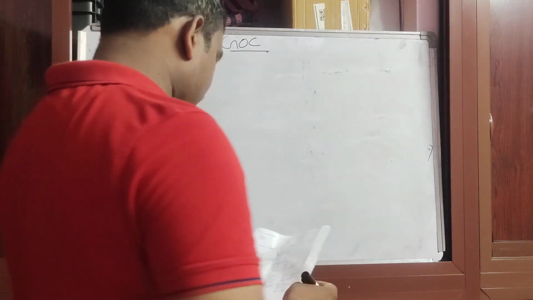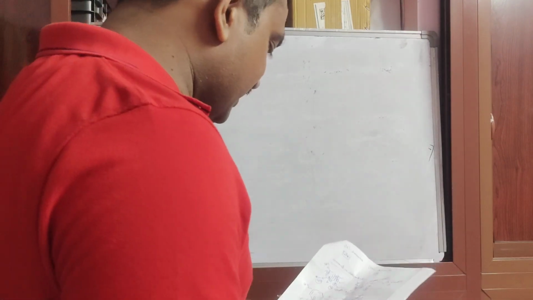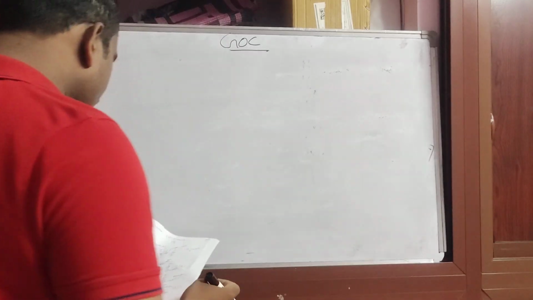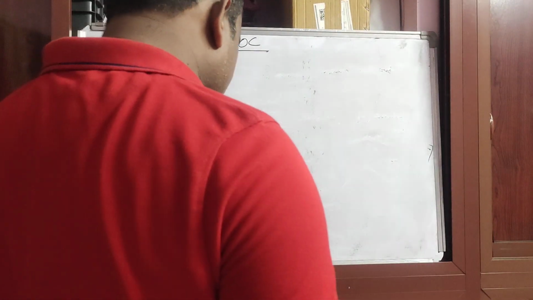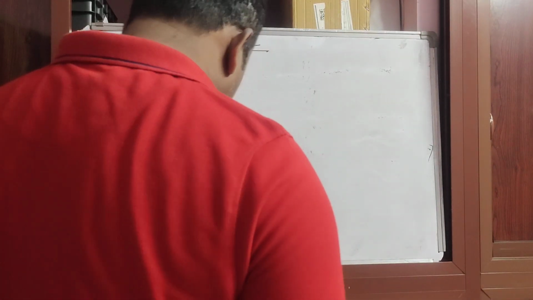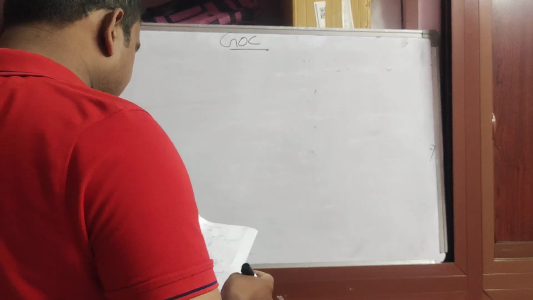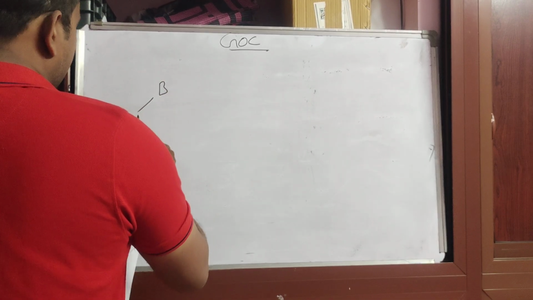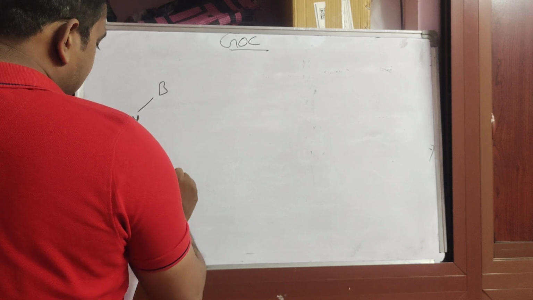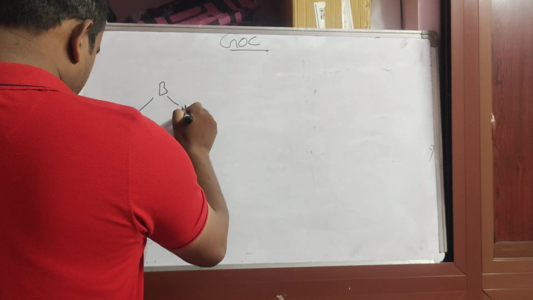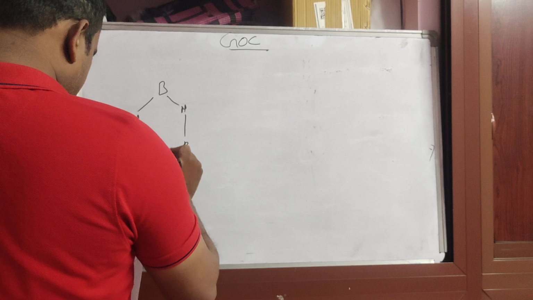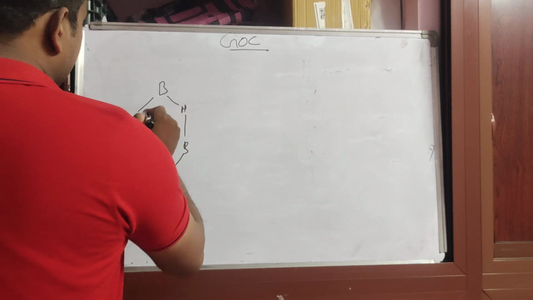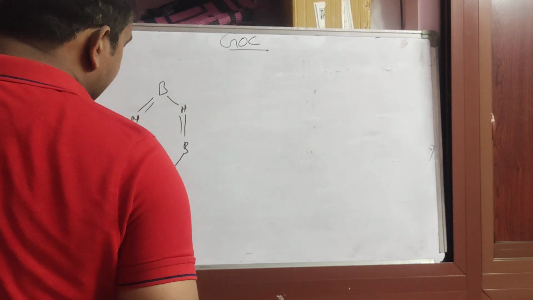Next I will discuss inorganic benzene. Same like this, there can be so many molecules. Next, inorganic benzene: boron, nitrogen, boron, nitrogen, boron, nitrogen. Double bond, single, double bond, single.